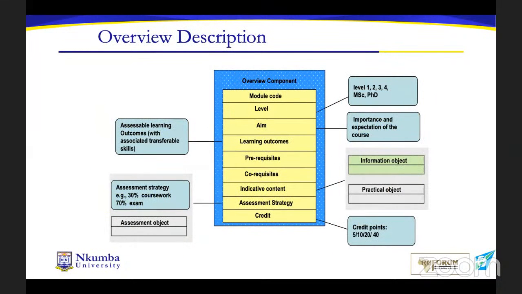So what do you put into the overview? Usually the overview tries to tell them what this module is all about: the code, the level, aim, learning outcome, prerequisite, co-requisite, indicative assessment. Students want to know how you're going to be assessed. Why do you hide information from them? They need to know. And what strategies you are using. They need to know the learning outcomes if they set out to do the course.